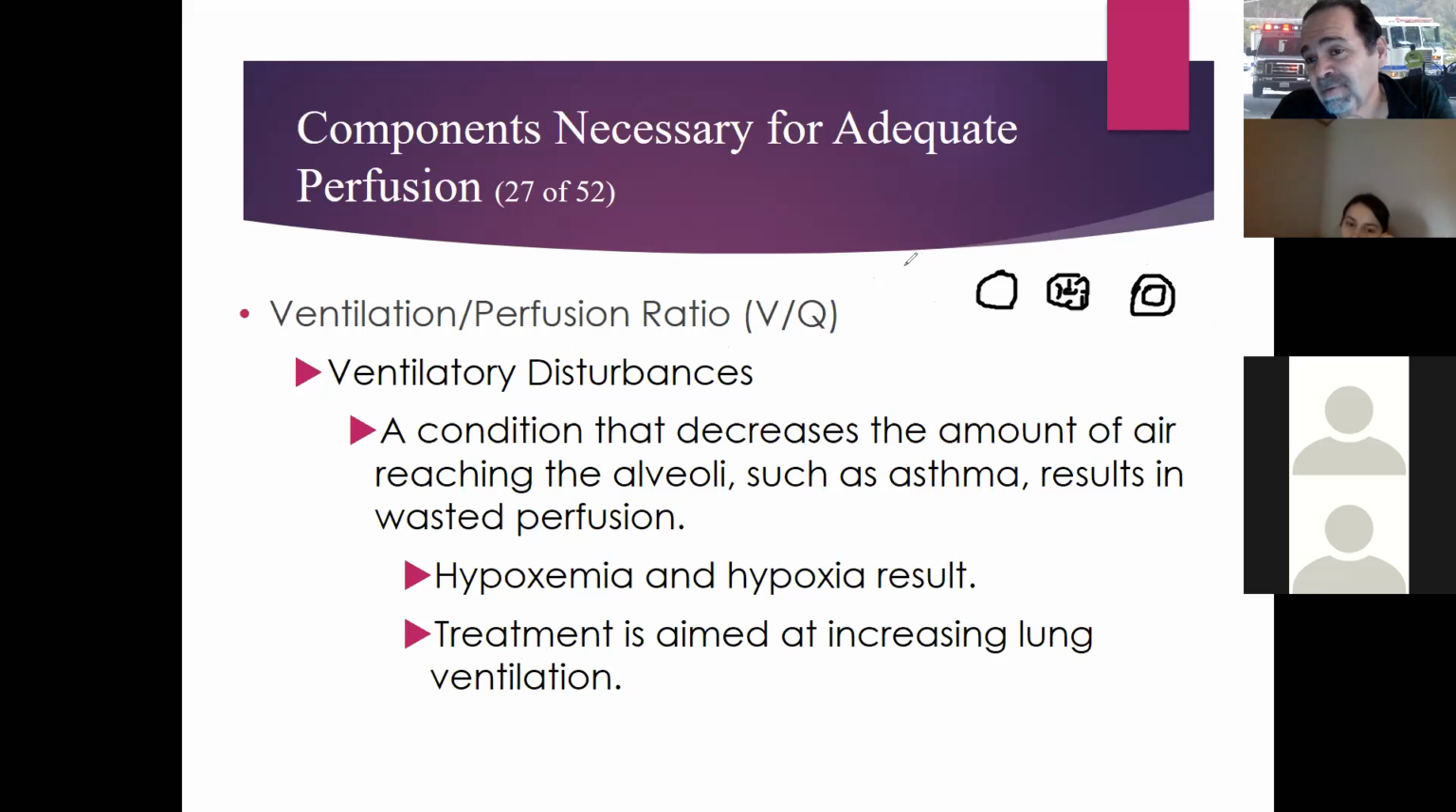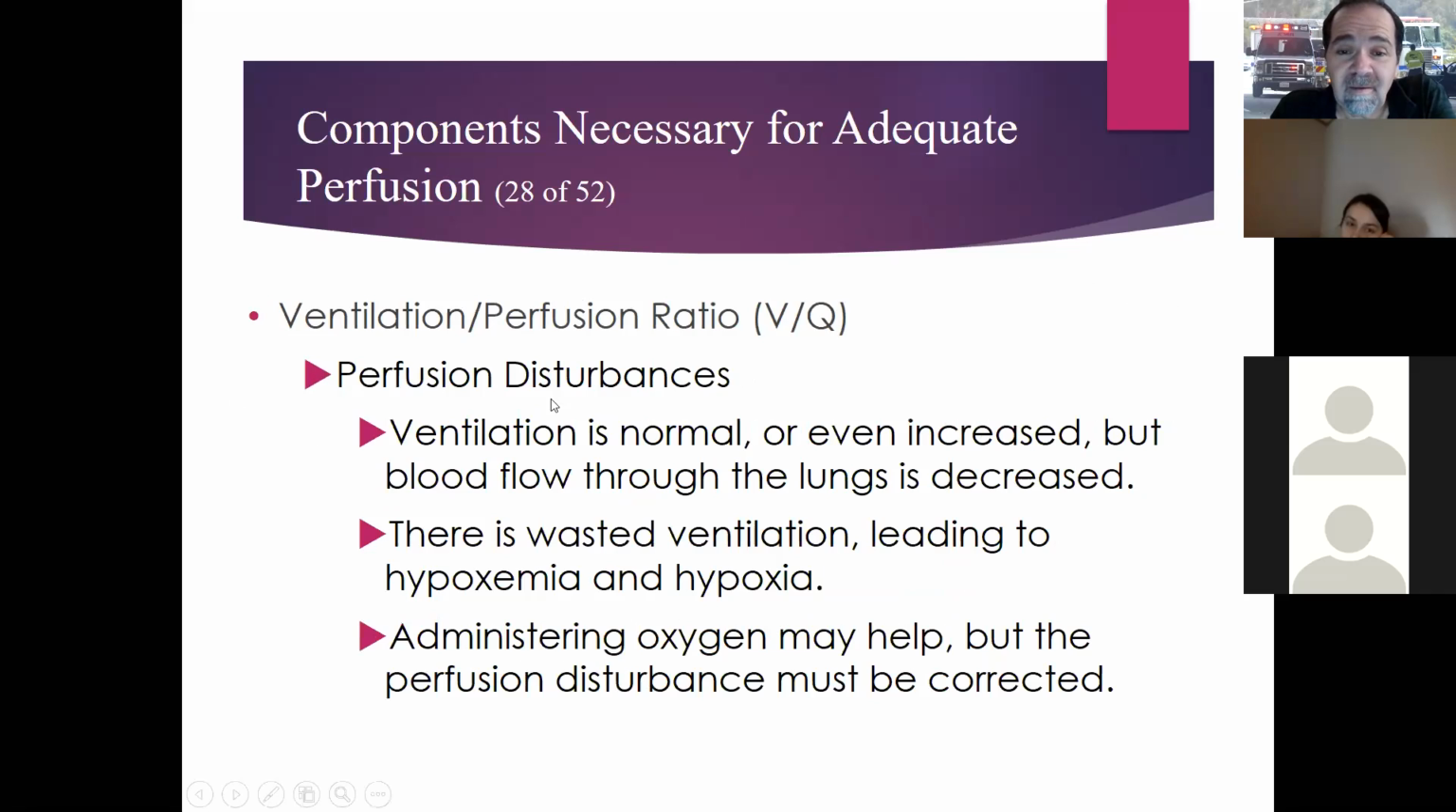And then not only that, we also give oxygen to increase the oxygen concentration within the alveoli. Now, perfusion disturbances: the ventilation is normal or even increased, but blood flow through the lungs is decreased, like when we have a plug or a blood clot that's stopping it. This results in wasted ventilation, so you can breathe as much as you can, but no oxygen can get into the bloodstream. This leads to hypoxemia or hypoxia. Administration of oxygen may help, but the perfusion disturbance must be corrected.